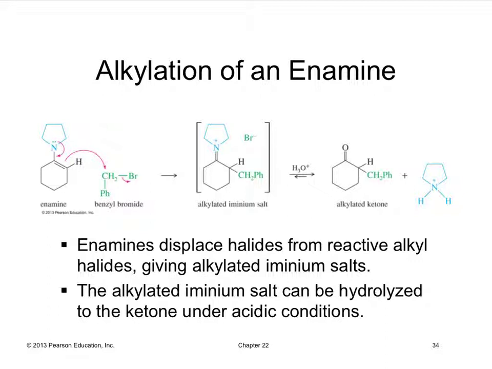So you can alkylate an enamine. Once you generate the enamine, your electrons from your nitrogen come down. This will attack, doing an SN2 reaction to form a new bond. This is an alkylated iminium salt. In the presence of protonated water, though, this will then remove the iminium salt and generate the ketone, so that it becomes the alkylated ketone.